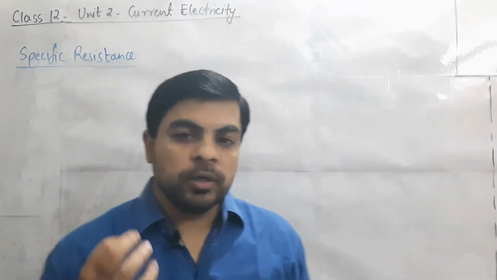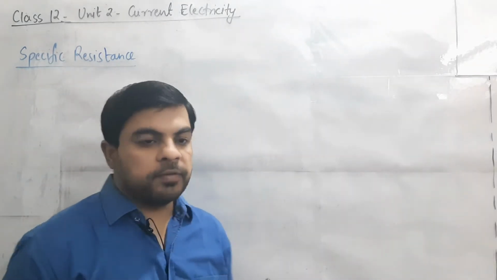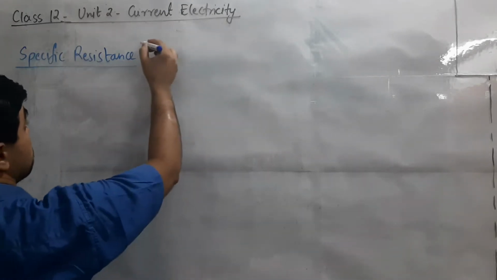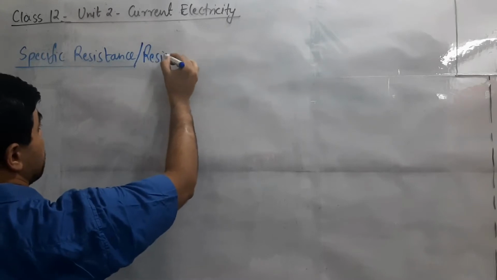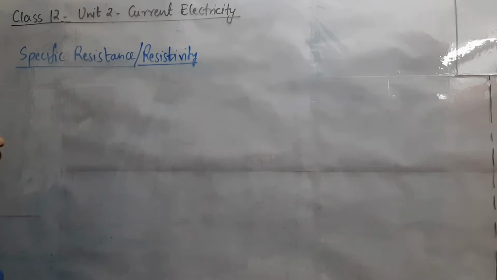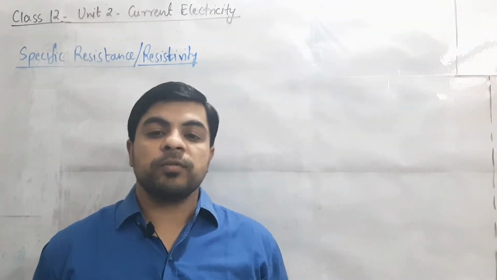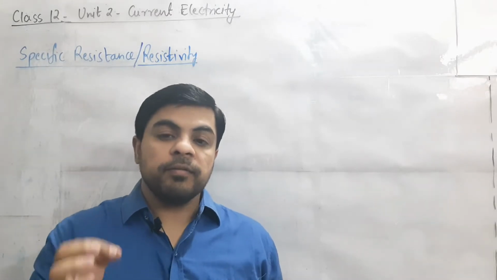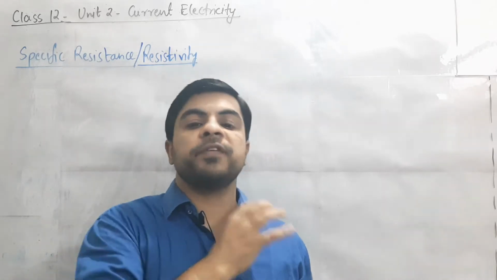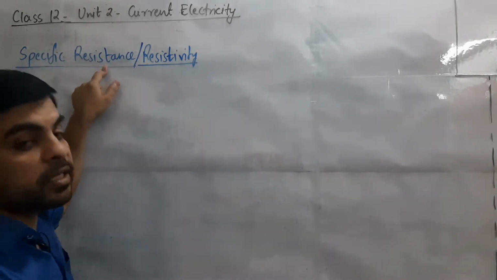And now today we are going to discuss its detailed concept, which is known as specific resistance, and we also call this resistivity. This concept helps us in understanding the basic concept of resistance again, where we are going to discuss the property of resistance specifically for a material, and that's why we call it specific resistance.